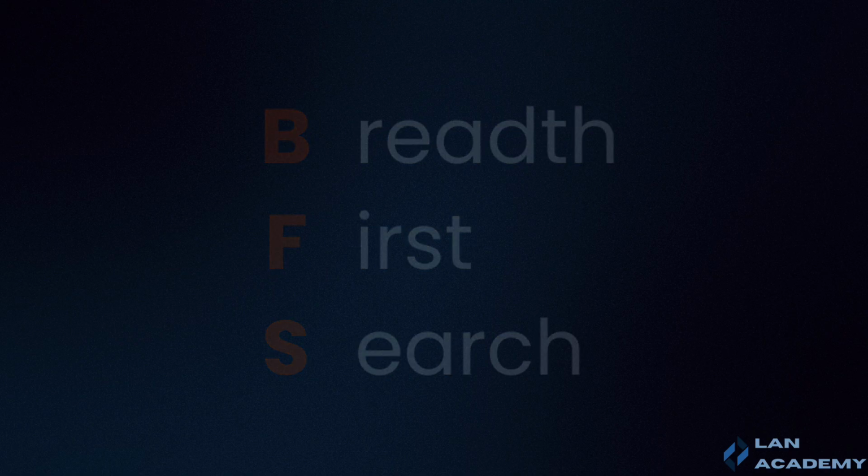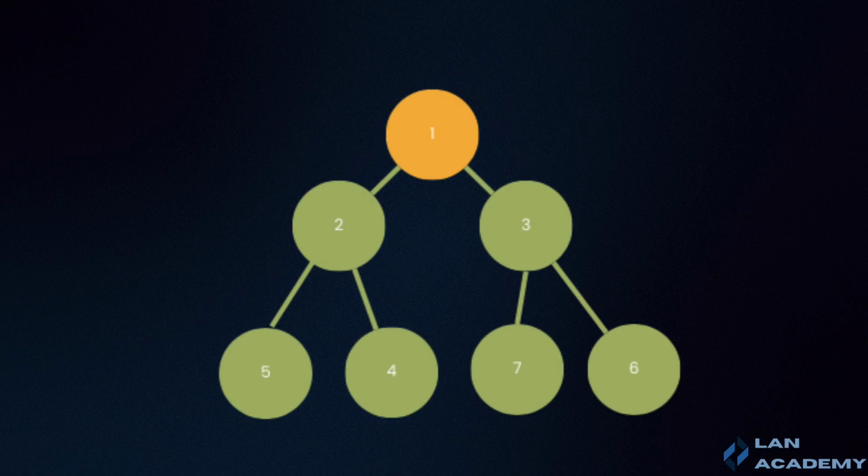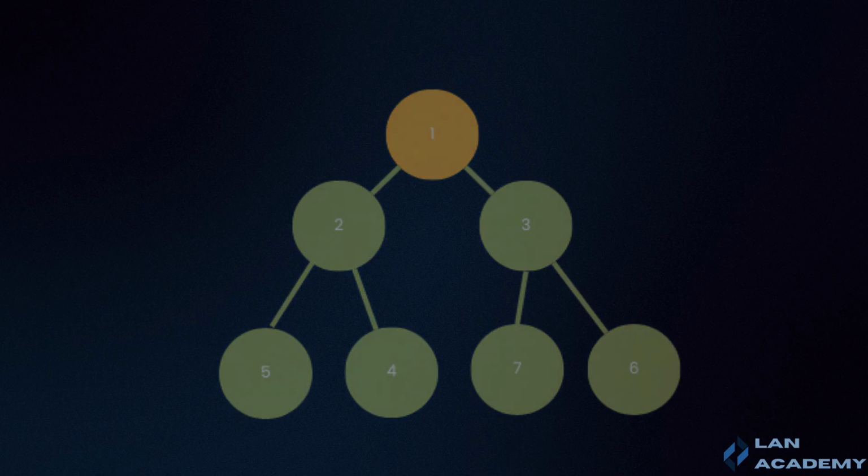This method is particularly useful for finding the shortest path in an unweighted graph and for fully exploring all nodes at each level. In a binary tree, each node is defined by a structure that contains an integer value and pointers to its left and right children. This structure allows us to represent the hierarchical relationships between the nodes, making it possible to traverse and process the tree in various ways, including BFS.